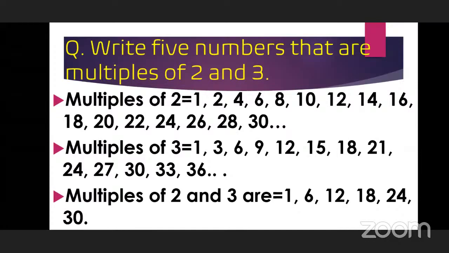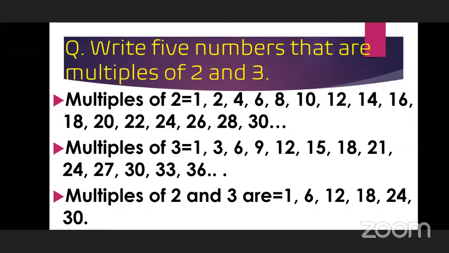See students, multiples of 2. Which are the multiples of 2? 2, 4, 6, 8, 10, 12, 14, 16, 18, 20, 22, 24, 26, 28, and 30. So these are the multiples. Multiples means the table of the given number.